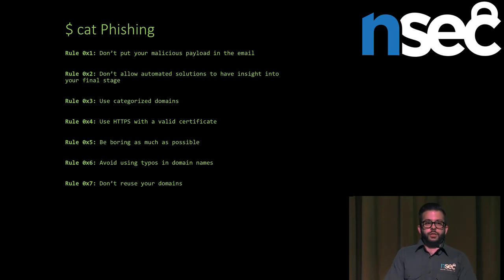It's super easy to get a categorized domain, and you know for a fact that you're going to get through most proxies that way, so you don't even have to worry that your C2 server may just not be authorized by the corporate proxy. Use HTTPS. There's no reason not to do it. You're just going to blend in with the rest of the encrypted traffic.